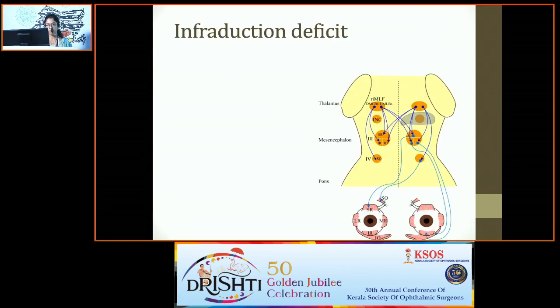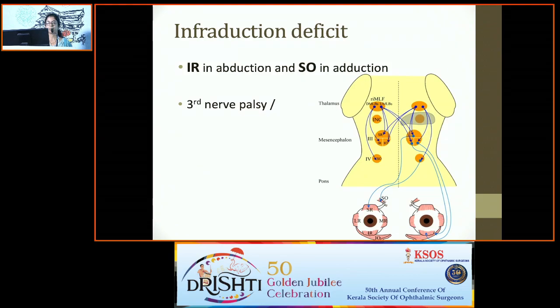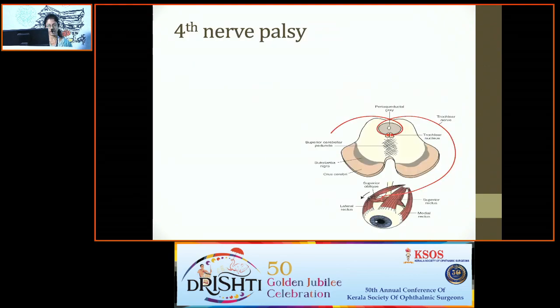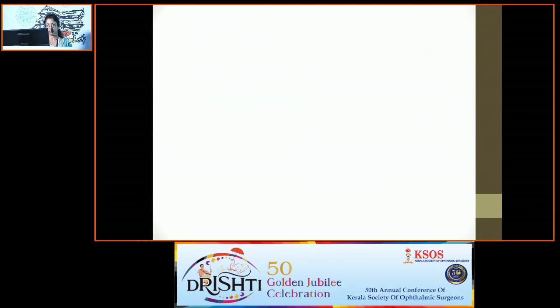Now infraduction deficit. Infraduction is brought about by the inferior rectus and superior oblique muscle. It can be a third nerve palsy or a fourth nerve palsy. So a few words about fourth nerve palsy. These are some peculiarities of the fourth nerve. It exits the midbrain dorsally and innervates the contralateral superior oblique muscle.